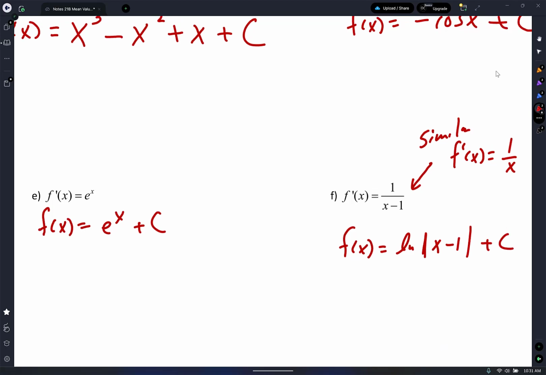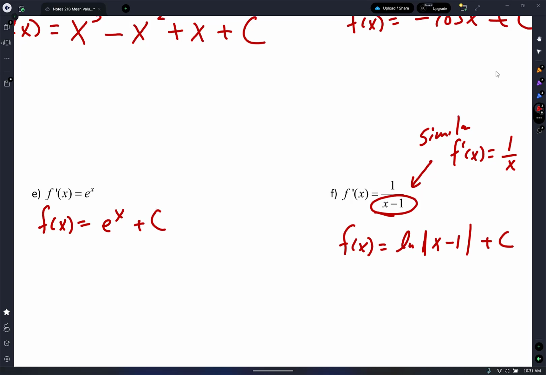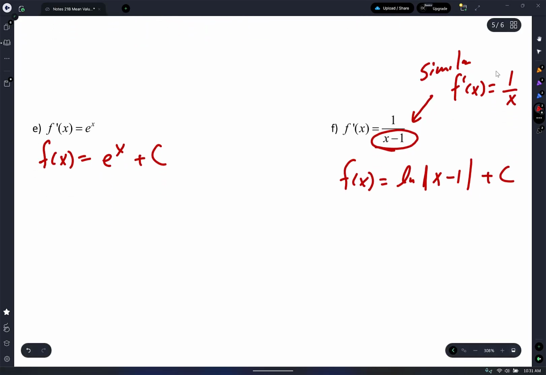As long as you have a linear term in the denominator, this will always be true. It has to be a linear term. 3x plus 5, 2x plus 5, x minus 3, anything like that. Cool or not cool? Cool.